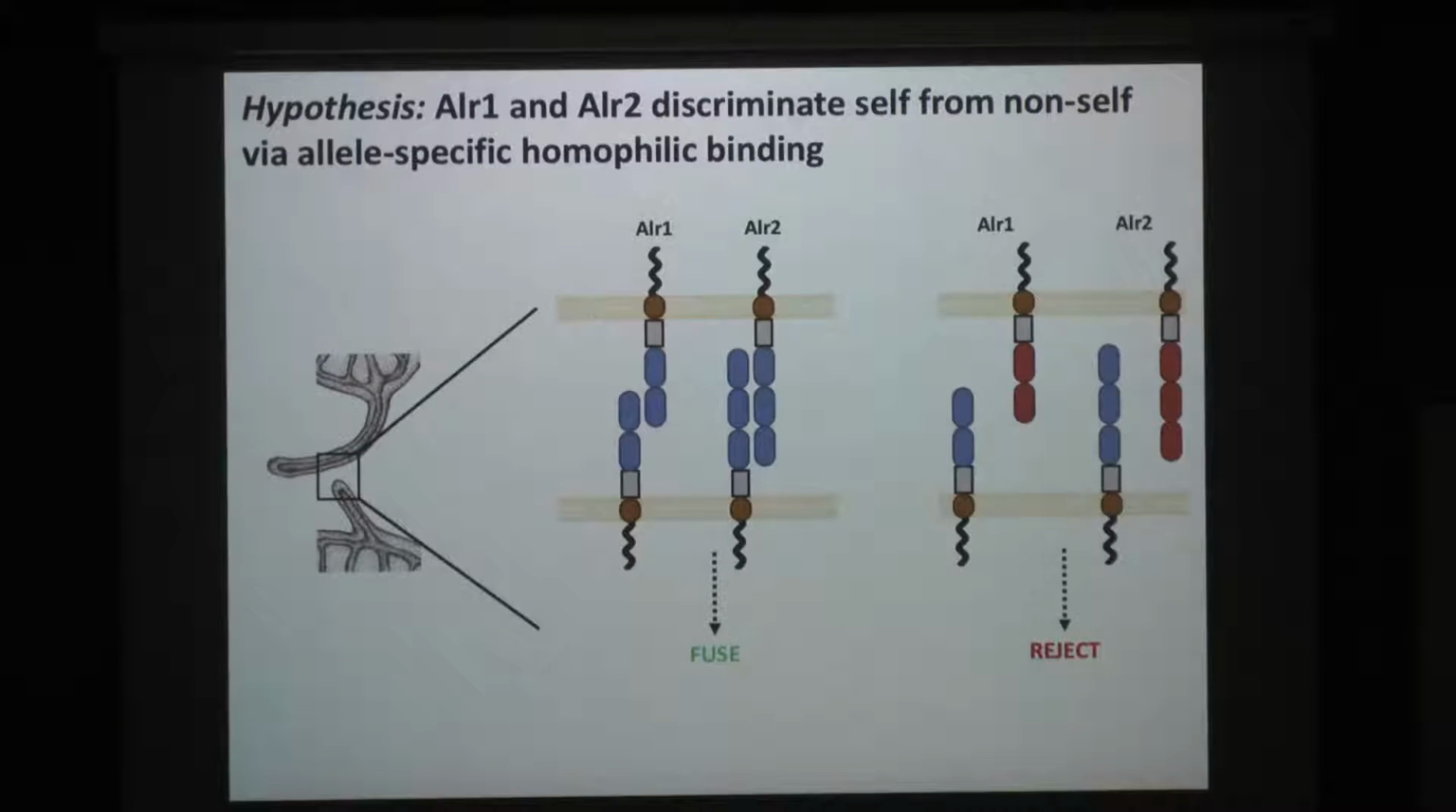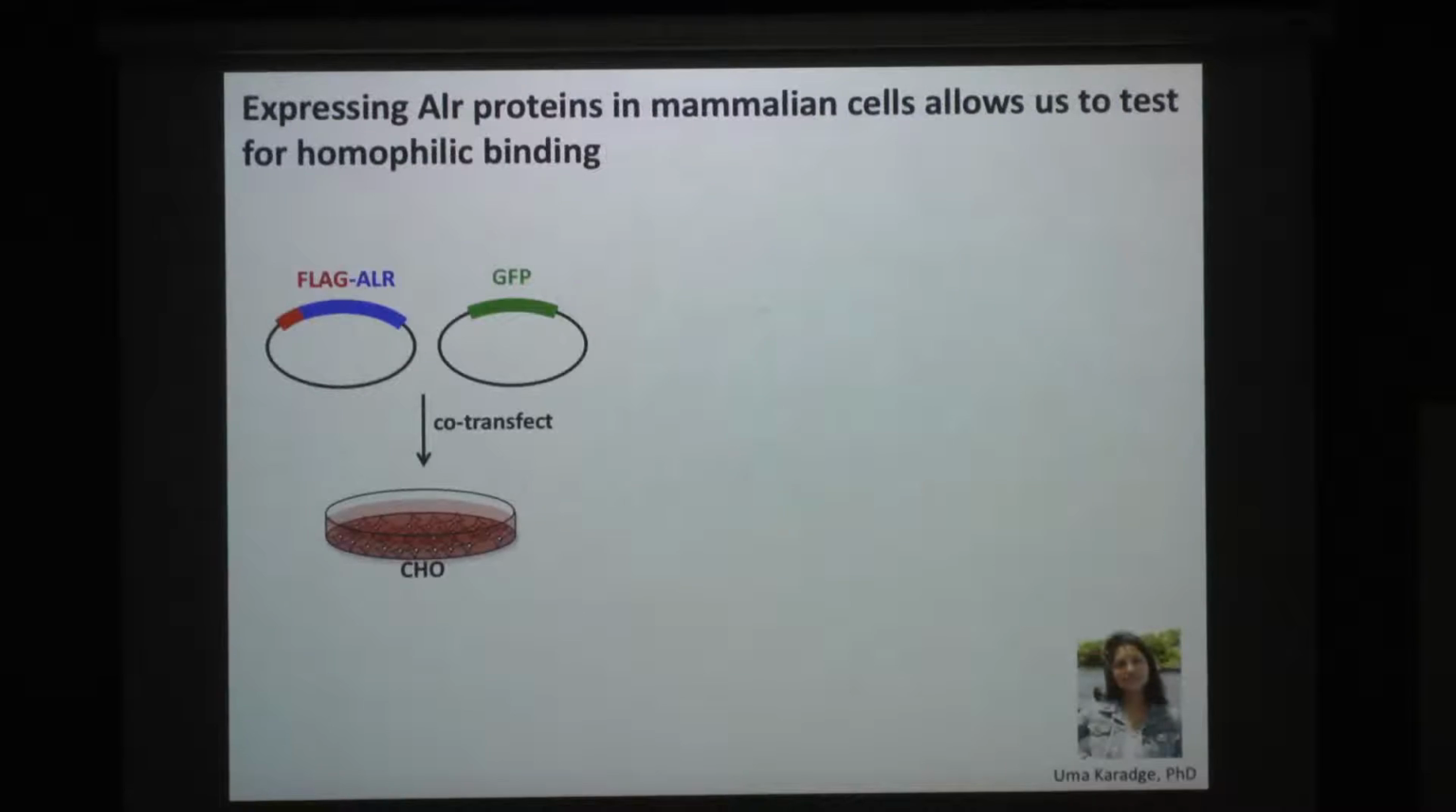We couldn't, unfortunately, do it in Hydractinia because it's hard to work with Hydractinia, but we could take these proteins out of Hydractinia and express them in cell culture. Okay? So now we're moving from Hydractinia to mammalian cells. And fortunately, mammalian cells express these proteins fairly easily.